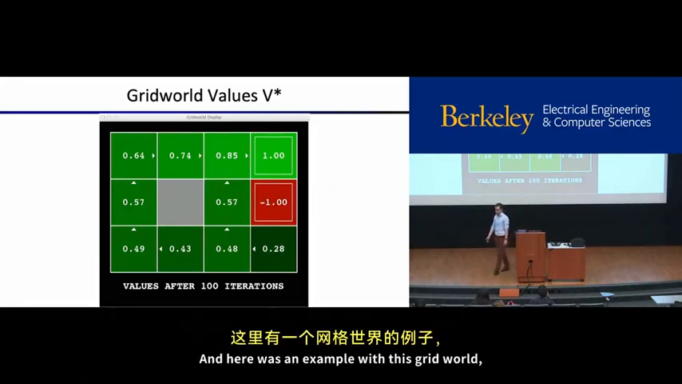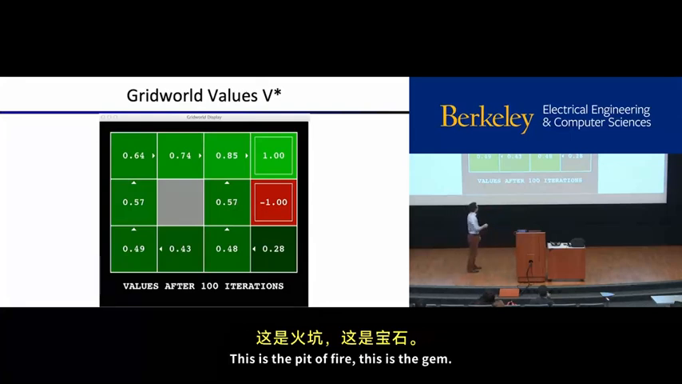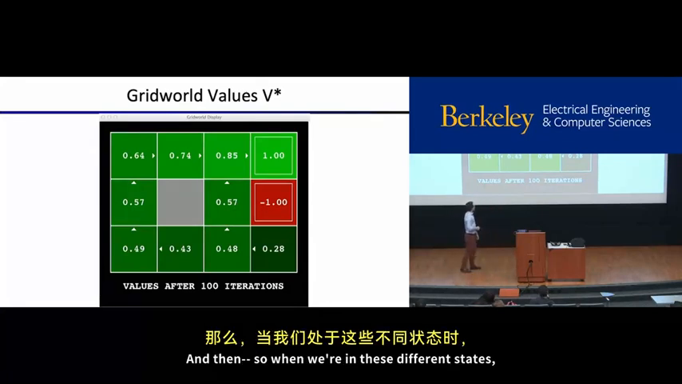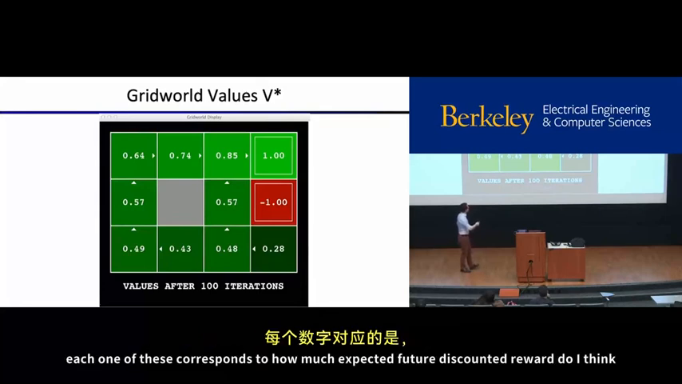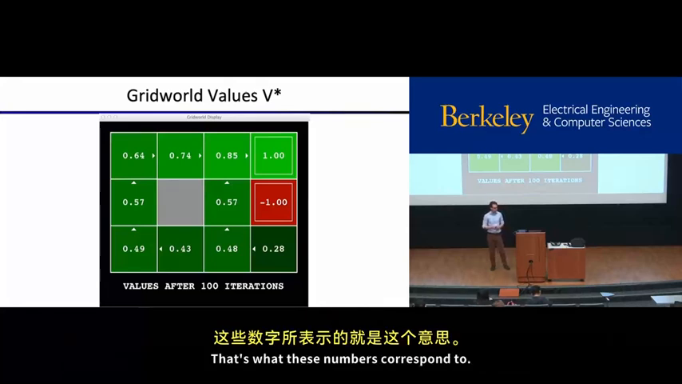We looked at V star, and here was an example with this grid world, where all of these numbers are the values of the different states in our grid. This is the pit of fire, this is the gem. When we're in these different states, each one of these corresponds to how much expected future discounted reward I think I'm going to get if I behave optimally for the rest of time. That's what these numbers correspond to.